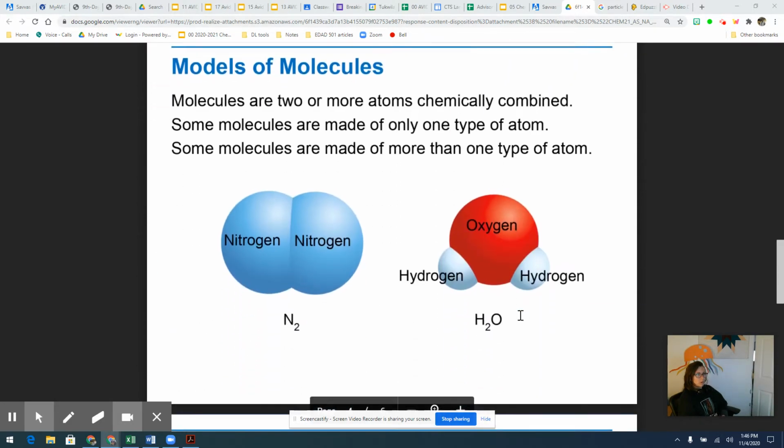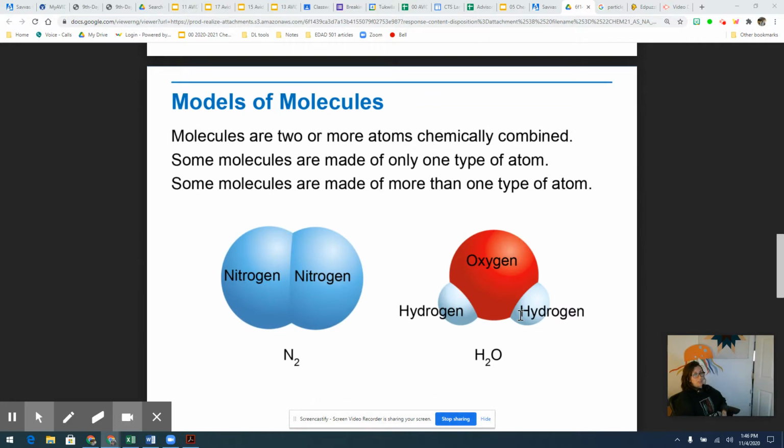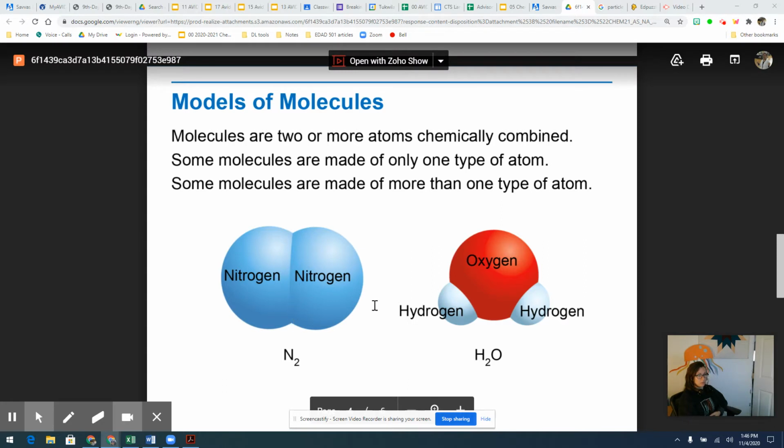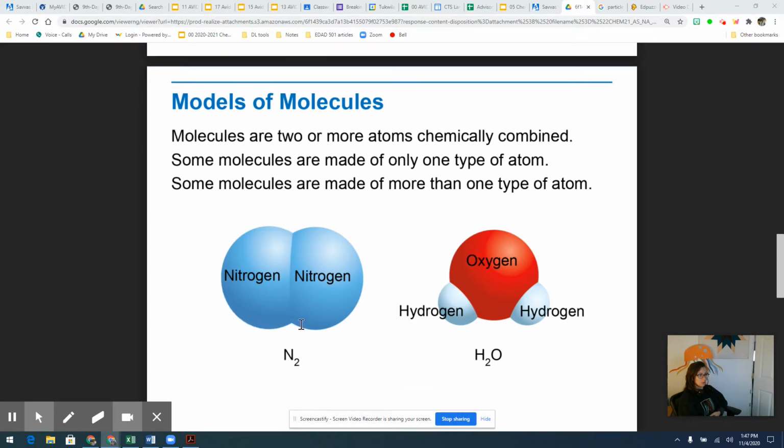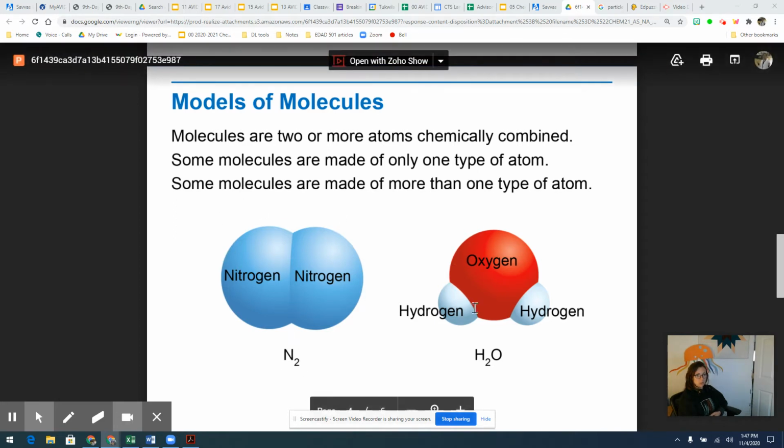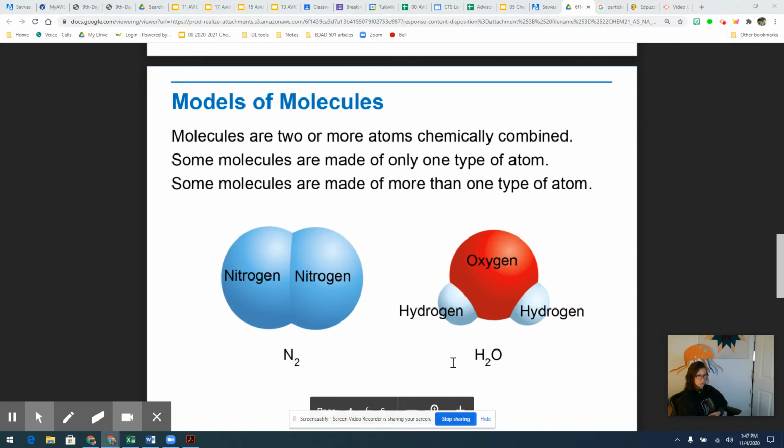So models of molecules often look like this. Molecules are two or more atoms that are chemically combined. Some molecules are made up of only one type of atom, like this nitrogen. So there's two nitrogens that are combined together to make nitrogen gas, or N2. And some molecules are made up of more than one type of atom, like H2O, which we now know is water.